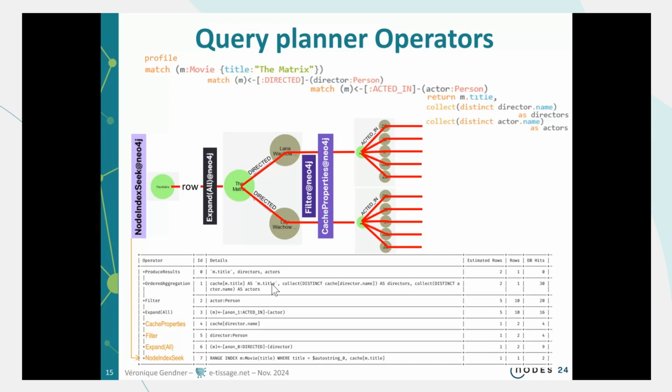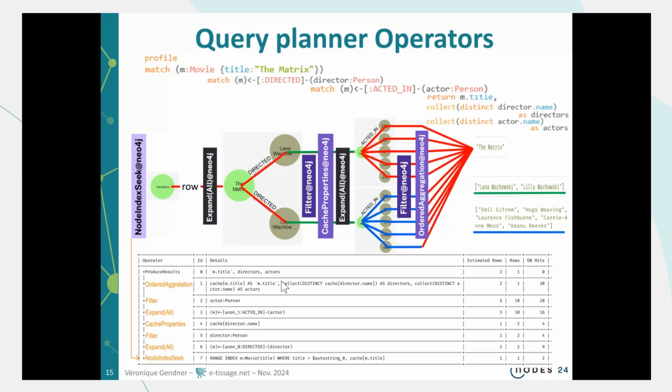The planner uses different kinds of cache, and I'll say a word about that later. Then another expand operator along the acted-in relationship, a filter operator that has no effect for the same reason as previously. And before returning the result, we have an aggregation operator with a movie title as an implicit key, and that collects distinct directors and distinct actors. Note that this is a very simple example. Oftentimes, the planner starts with several leaf operators, then decides which branch is best or joins several branches to get the results.